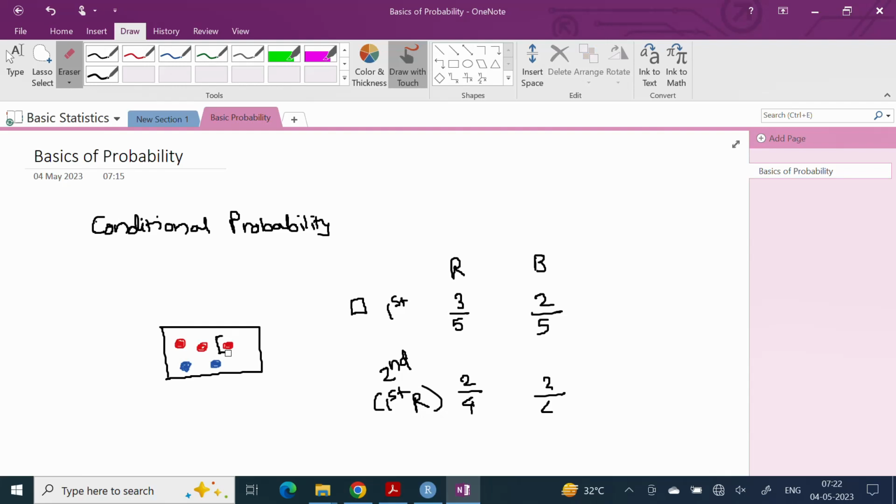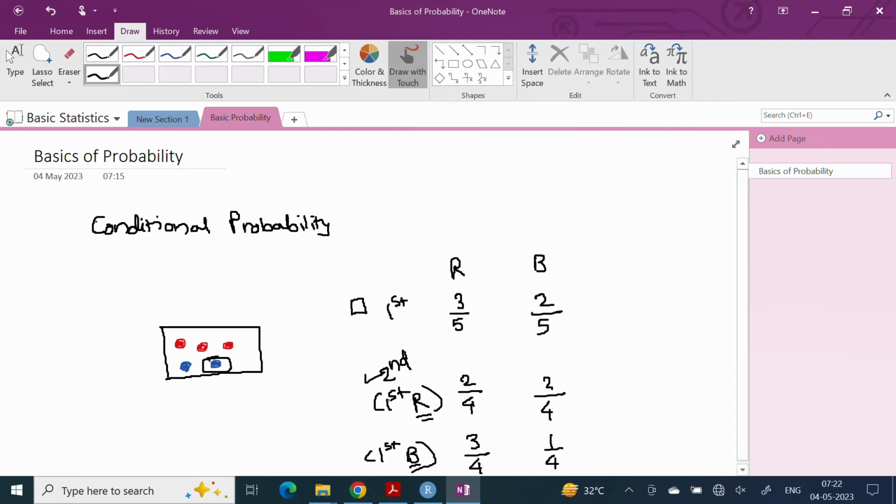On the other hand, if the first ball that I got had been blue, then I would have 3 red and 1 blue. So my chances of picking a red ball would be 3 out of 4, whereas the chances of picking a blue ball would simply be 1 out of 4, correct? So what it means is that what happens at the second trial depends on the outcome of the first trial, or first draw of the ball.